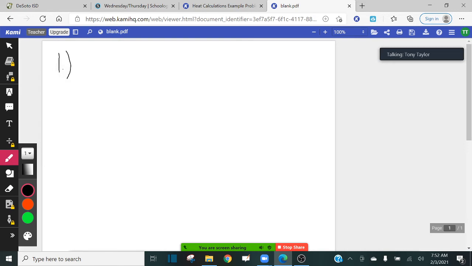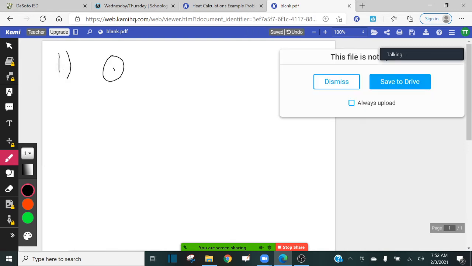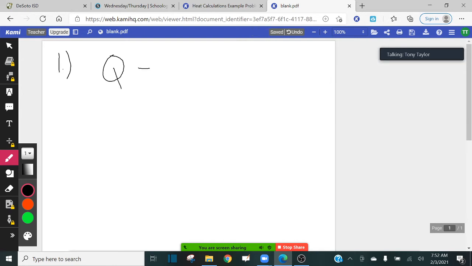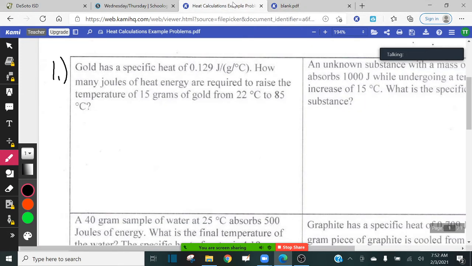Number one, remember what our equation says. The amount of heat energy, Q, is equal to the mass of the substance times the specific heat capacity of the substance times the change in temperature of the substance. Remember what change in temperature is. Change in temperature is the final temperature minus the initial temperature. So guys, that's the equation that we're going to use for number 1. So let's fill everything in. It tells us we're solving for heat energy. So in other words, we're solving for Q.